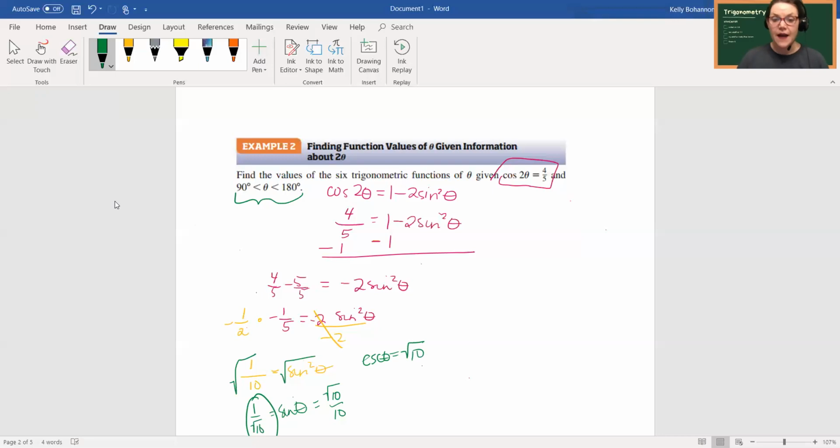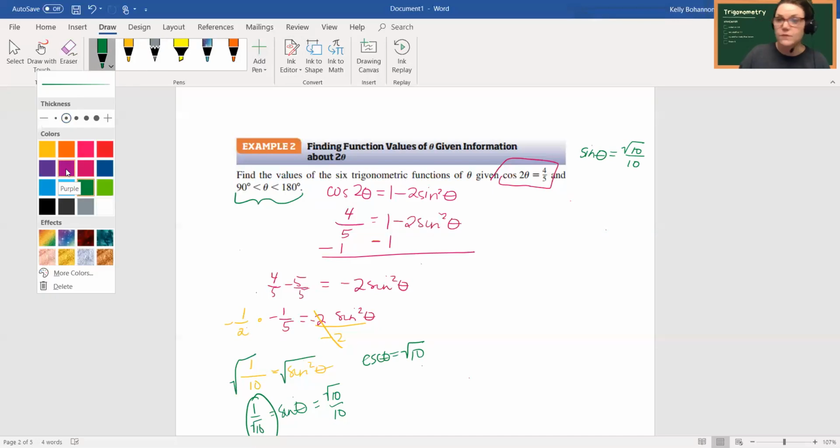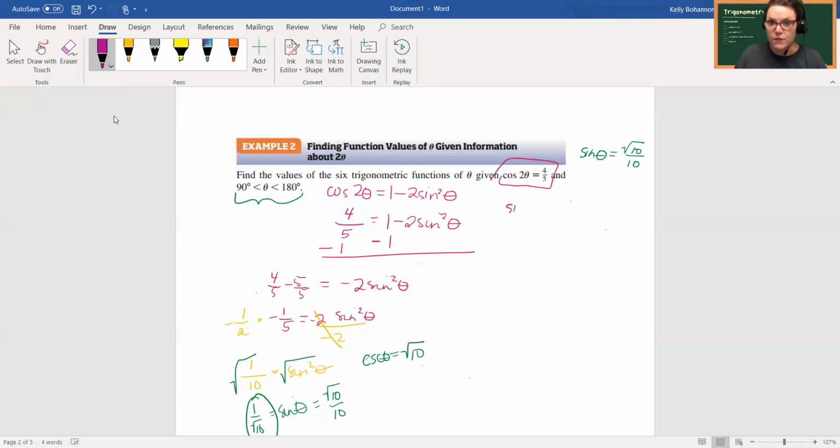All right, now I know sine. So I know sine theta is square root 10 over 10. Now that I know sine theta, I could use any identity I want to find cosine theta. I could go back and use my double angle identity if I wanted to do that. Or I can use sine squared plus cosine squared equals 1. So that's what I'm going to use.